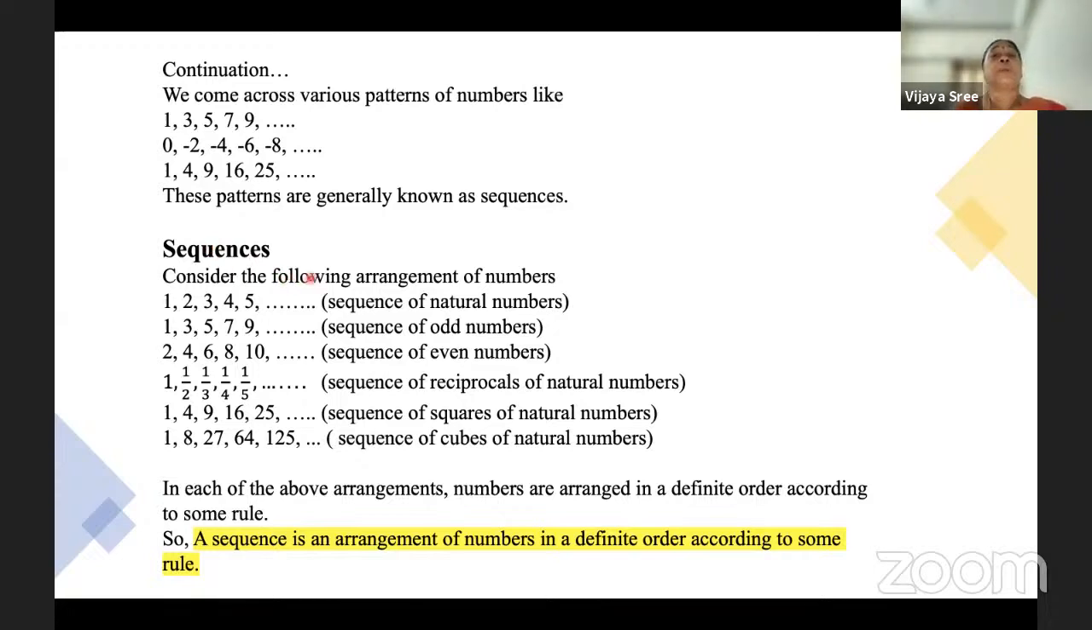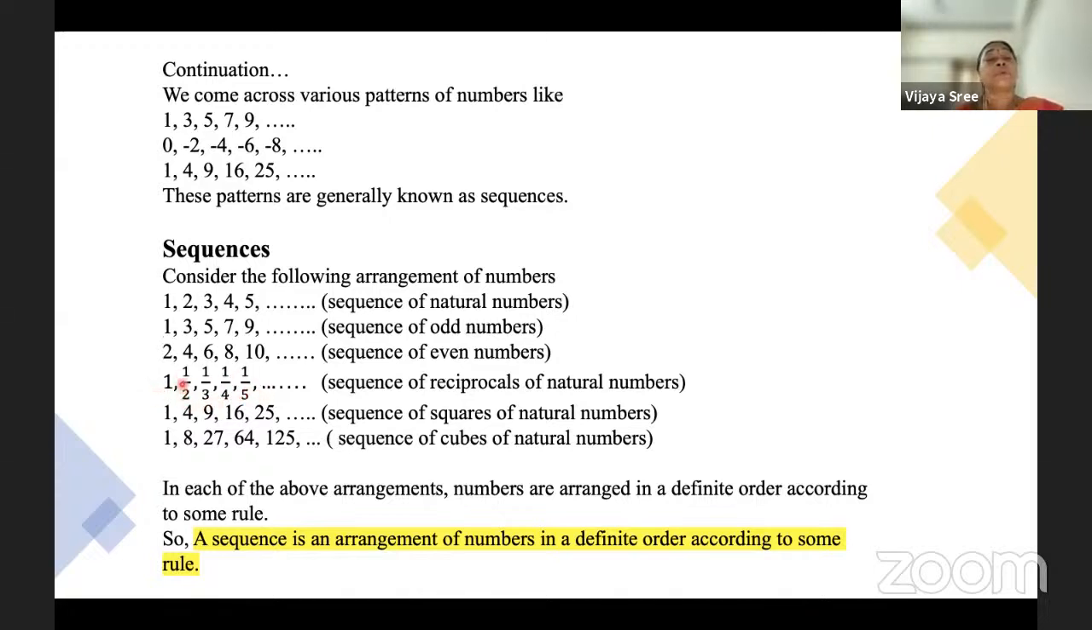What are sequences? Consider the following arrangement of numbers. So what are the numbers here? Arrangement of numbers. That is 1, 2, 3, 4, 5, and so on. This is the sequence of natural numbers. Next, 1, 3, 5, 7, 9, and so on. This is the sequence of odd numbers. Next, 2, 4, 6, 8, 10, and so on. This is the sequence of even numbers. Next, 1, 1 by 2, 1 by 3, 1 by 4, 1 by 5, and so on. This is the sequence of reciprocals of natural numbers.